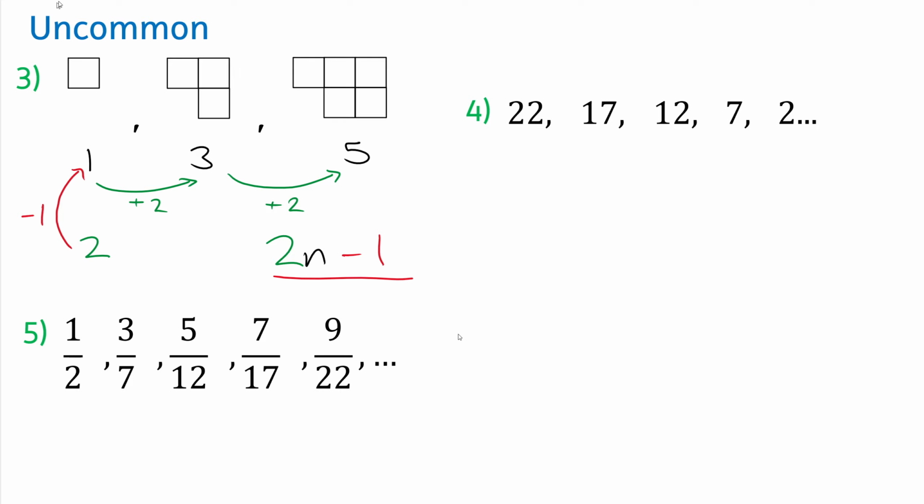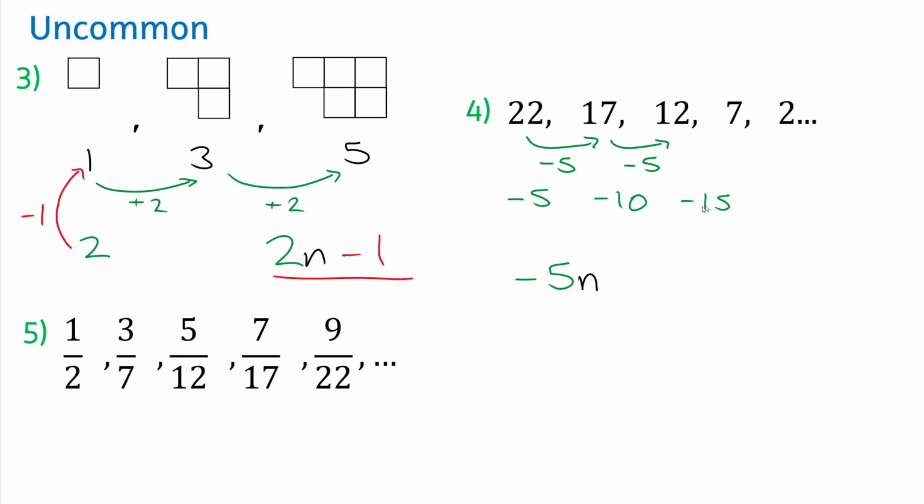Let's have a look at number 4. How do we get from 22 to 17? Okay, that's gone down. How much by? It's gone down by 5. 17 to 12, it's gone down by 5. Oh, I don't know any sequences that go down by 5. Actually, maybe we do. The negative 5 times table. Well, that would go negative 5, negative 10, negative 15, and so on, and would have the nth term rule negative 5n.